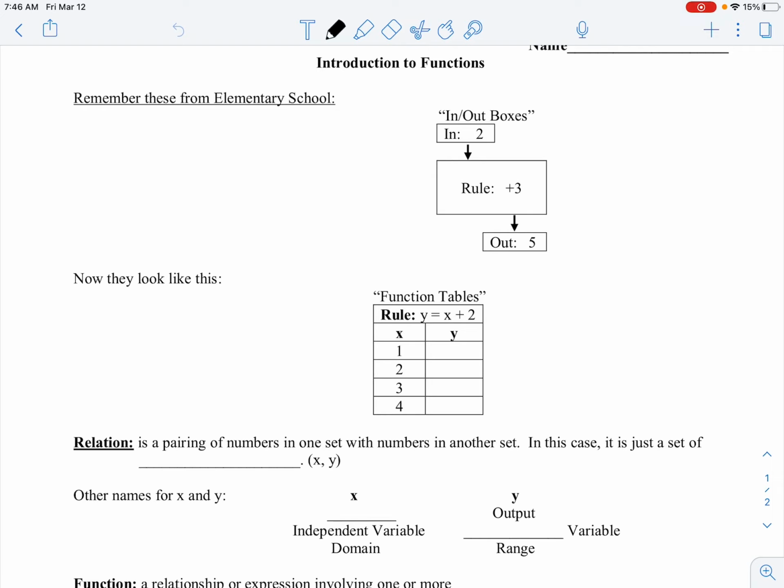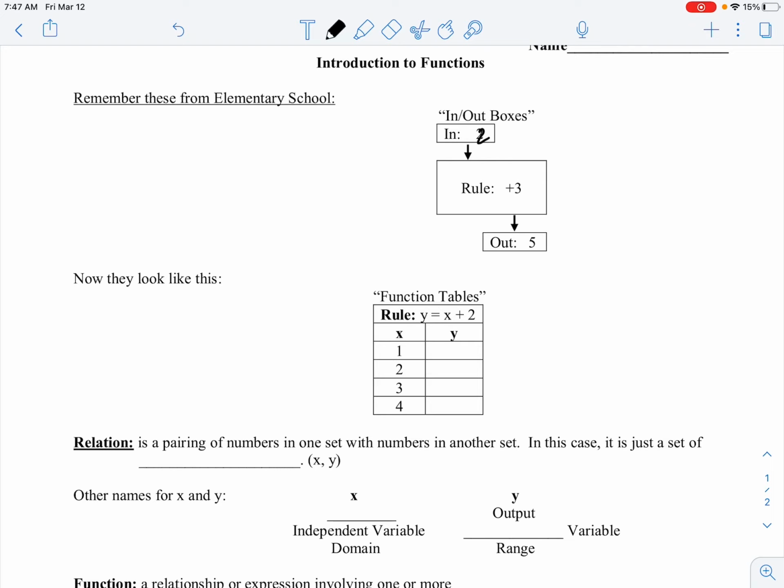Today we're getting a little introduction to functions here. So throughout elementary school you may have remembered some of these in-out boxes where we're given a rule and then we got to plug a value into it, apply the rule, and we get a value out. So in this case our rule is +3. So our input is 2. Plug it into our rule box, take our 2 plus 3, and out of it we get 5.